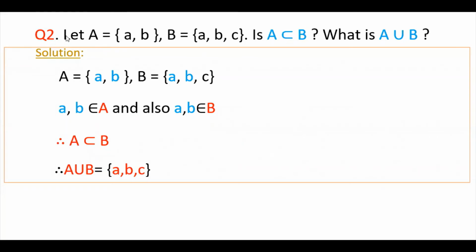The second question from the same exercise, let A is equal to {a, b} and B is equal to {a, b, c}. Is A subset of B? What is A union B? So first write the elements of A and B here. And yes, A is subset of B because a, b elements belong to A set, as well as those elements belong to B set also. So here A is subset of B. And if you find A union B, here if you union these two sets, here a, b are common. So a, b, c are the elements of A union B.